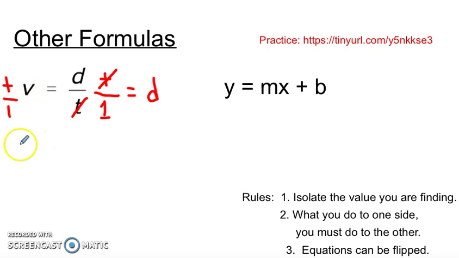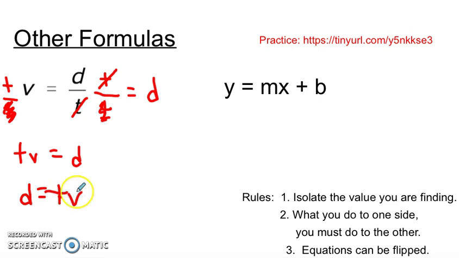So what you have, I will go down here. You have t times v, that's what you got here, equals d. So I'm hoping that you'll get where you don't have to put the over 1, that you could just multiply both sides by t. So you have tv equals d. And remember that equations can be flipped, so instead of keeping it tv equals d, we can flip it around to where d equals tv.